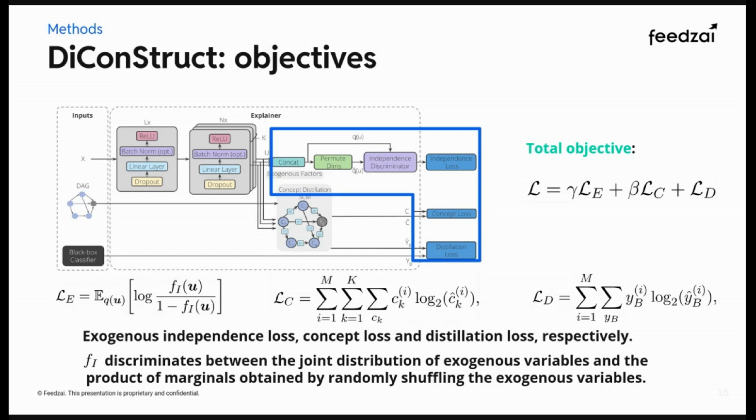The loss is constructed by using a discriminator that tries to distinguish between a batch of instances and that same batch, but randomly shuffled over the columns for that input, breaking any correlation between the exogenous variables. If the discriminator performance becomes random, it means that the exogenous variables are independent because the joint distribution is indistinguishable from the product of marginals.